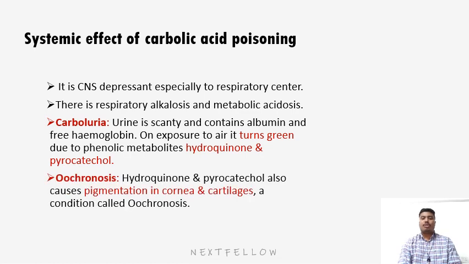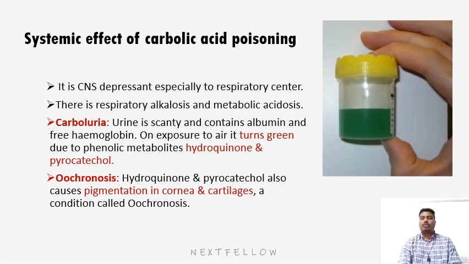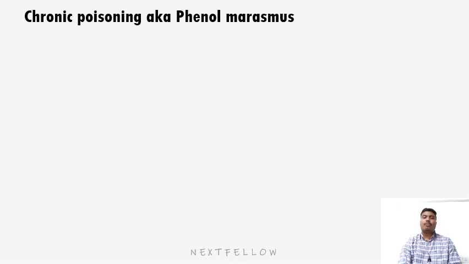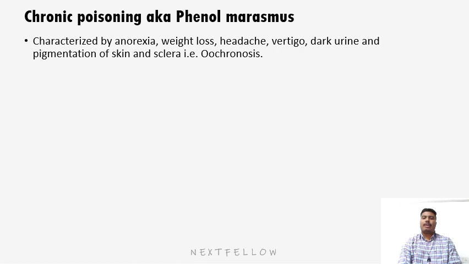It also causes ochronosis, that is, these pigments, hydroxyquinone and pyrocatechol, cause pigmentation in cornea and cartilage. So this is how the urine looks due to phenolic metabolites hydroxyquinone and pyrocatechol. Now, chronic poisoning, also known as phenol marasmus, is characterized by anorexia, weight loss, headache, vertigo, dark urine, and pigmentation of skin and sclera, that is ochronosis.